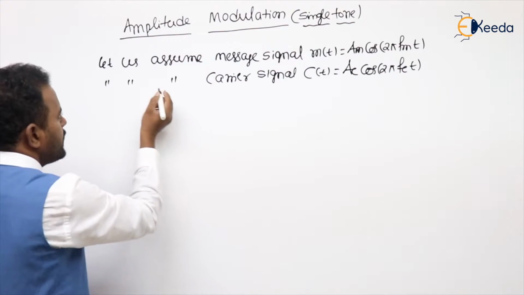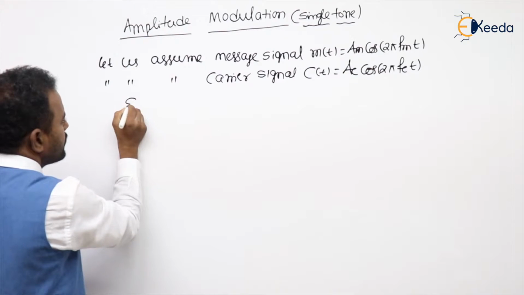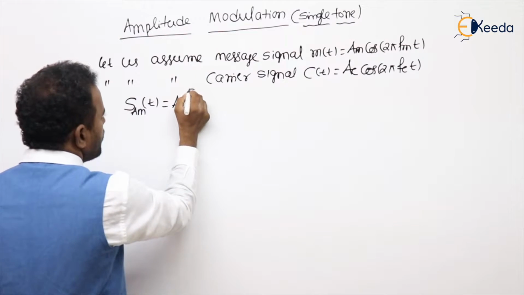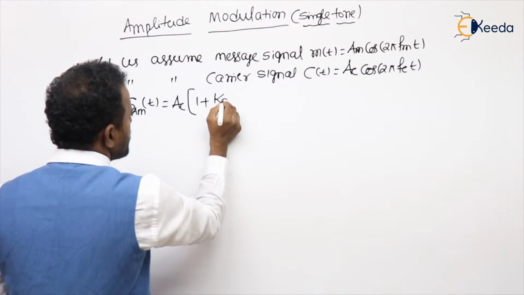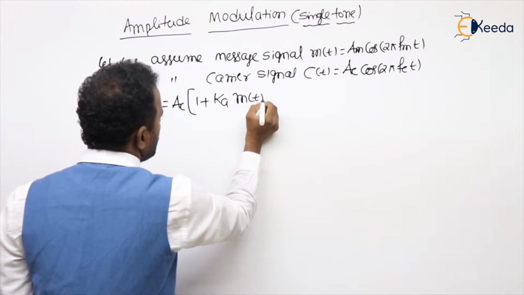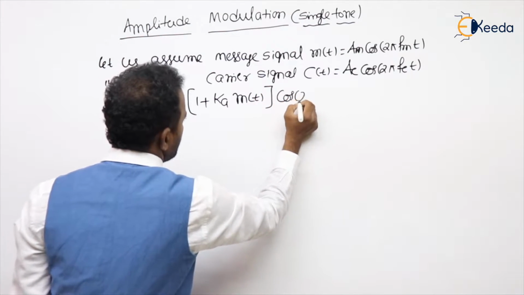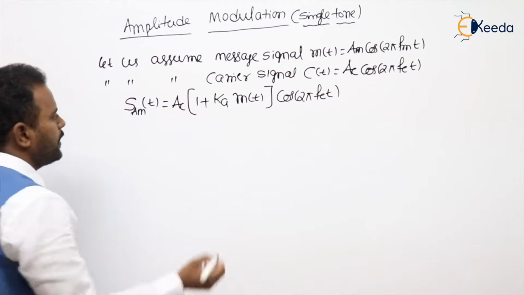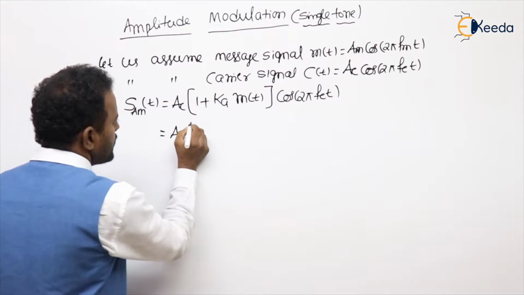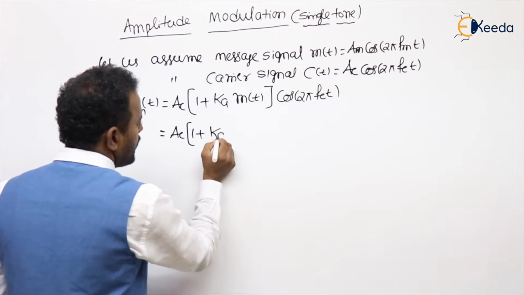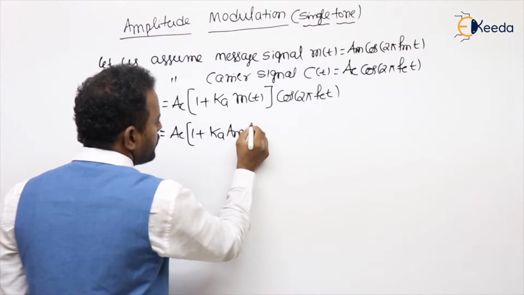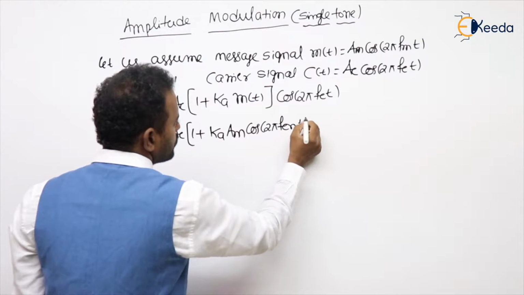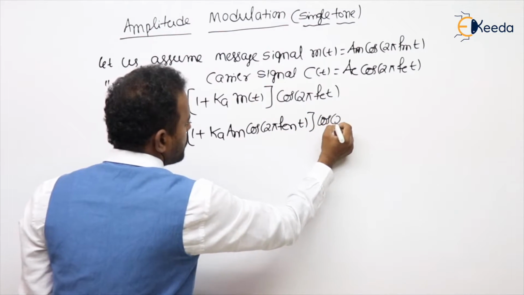Now, what is the expression of the AM? We have the general expression of AM, students: Ac into 1 plus Ka into m of t, into cos 2 pi fc t. But here m of t is a single-tone. Please substitute the m of t. If we substitute, then Ac into 1 plus Ka into Am cos 2 pi fm t, into cos 2 pi fc t.